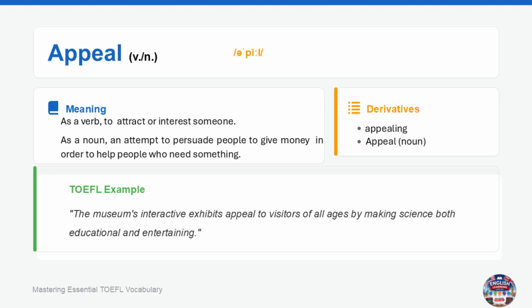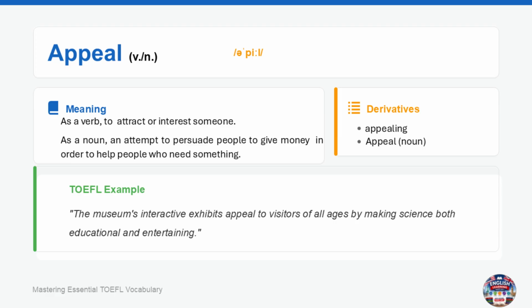Listen carefully. Appeal. Appeal. Excellent. As a verb, appeal means to attract or interest someone. As a noun, it's an attempt to persuade people to give money in order to help others. So something can appeal to a particular group of people. Exactly. Here's the example. The museum's interactive exhibits appeal to visitors of all ages by making science both educational and entertaining.